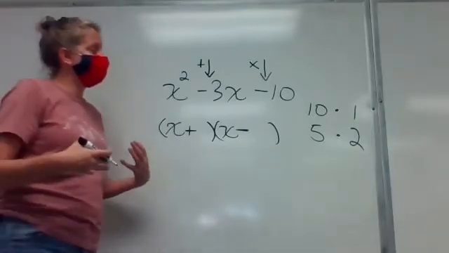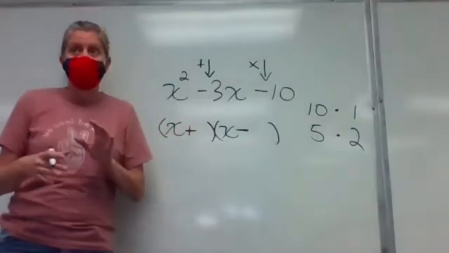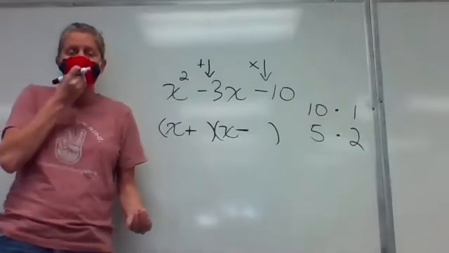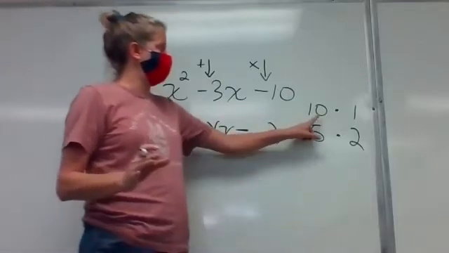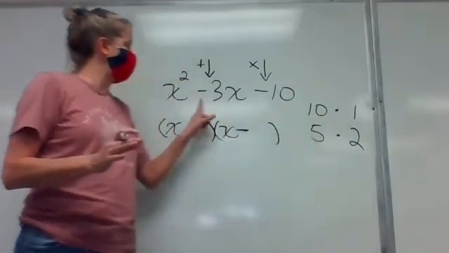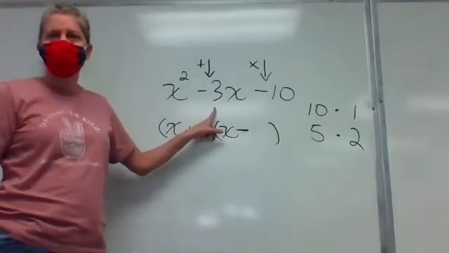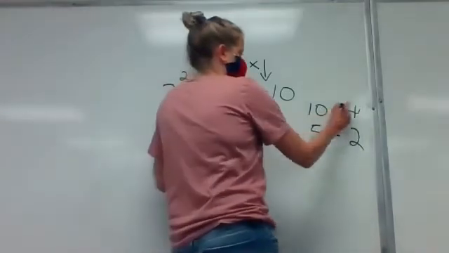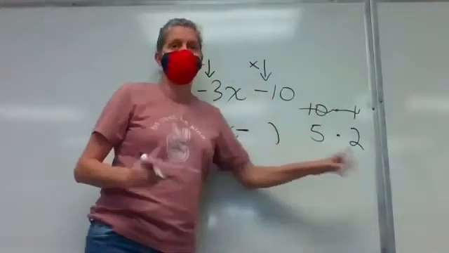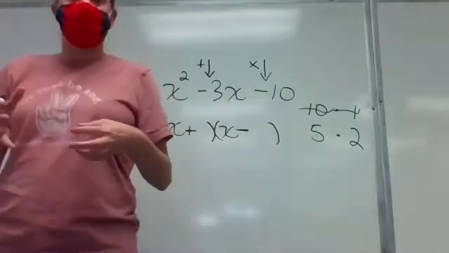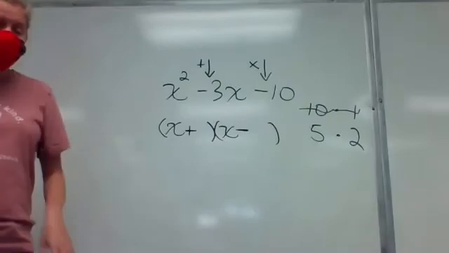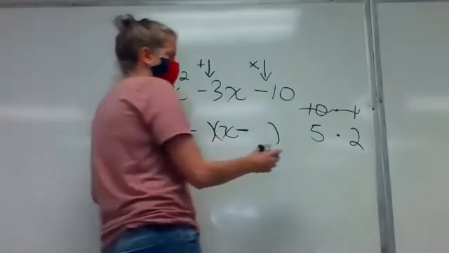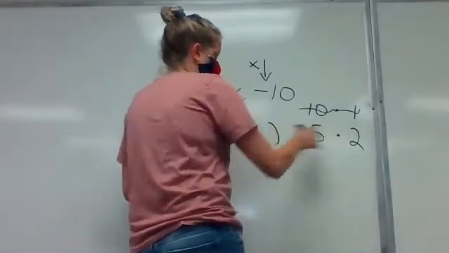Now, a lot of times people can look at the pairs and decide which pair they need to choose from. No matter what you do with your signs, are you ever going to make a 10 and a 1 add to -3? No. Looking at these numbers, do you think you can manipulate your signs and make 5 and 2 add to -3? Yeah. So now let me give you a clue. One of them is going to be positive, one of them is going to be negative.